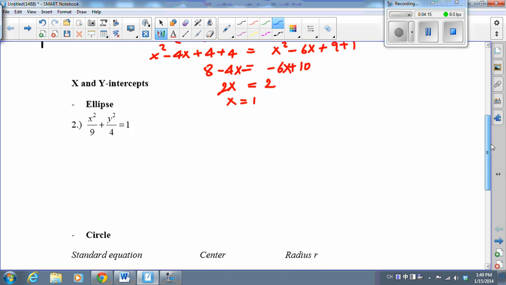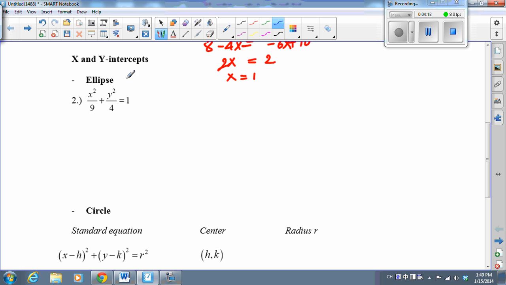Alright, let's talk about ellipses. If I have an ellipse and I'm looking for an x and y intercept, first of all, the x-intercept has the coordinates x comma 0. Compared to that, the y-intercept always has coordinates 0 comma y. In other words, to find your x-intercept, plug in 0 for y. To find your y-intercept, plug in 0 for x.